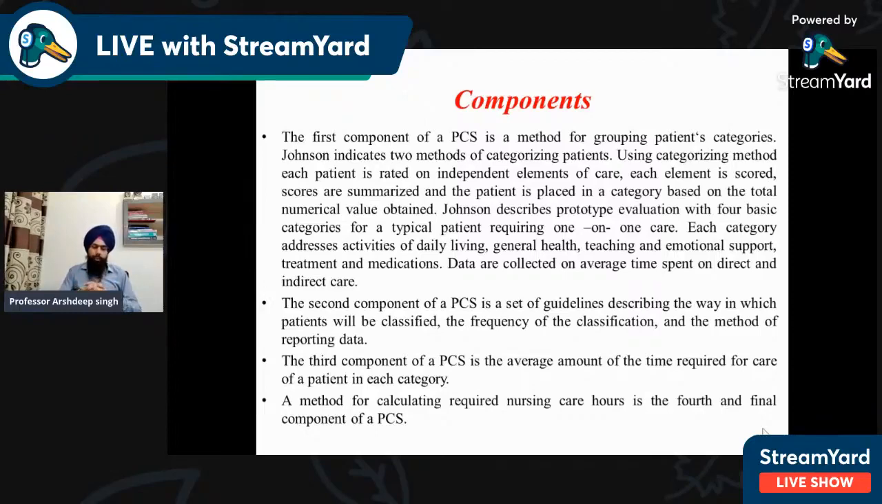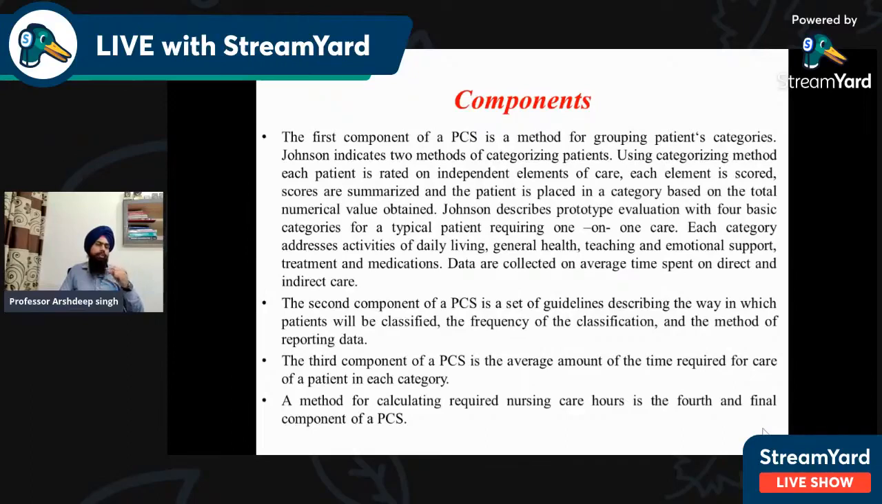So Johnson indicates two methods of categorizing patients. Using the categorizing method, each patient is rated on independent elements of care. Each element is scored, scores are summarized, and the patient is placed in a category based on the total numerical values obtained. Johnson is the name of the author who researched this system, that is PCS, and gave us the method by which we can categorize patients on the basis of their needs.